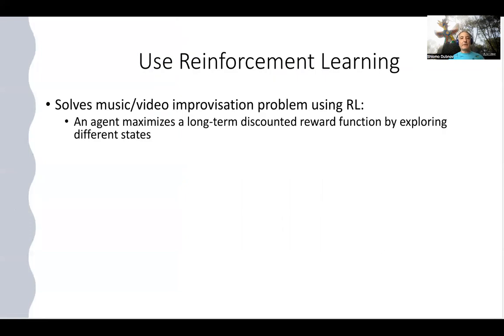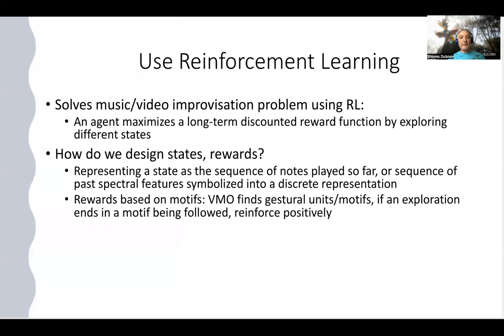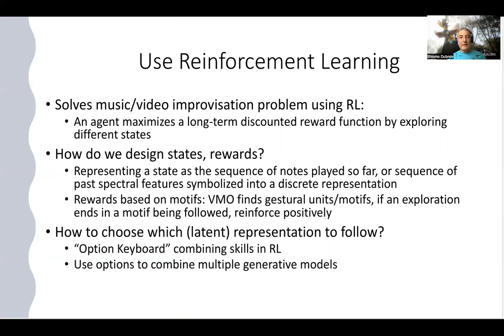So if we want to use reinforcement learning as our paradigm, this solves the problems of long-term discounted rewards by providing a representation of states, which is a sequence of notes played so far, and the rewards become the motives. So actually, VMO builds the motives. We have seen this in the previous slides. And if the generative mechanism is managing to generate the corresponding set of motives, it actually is reinforced positively.